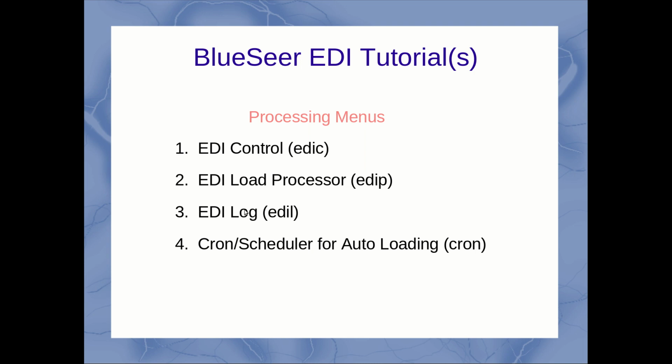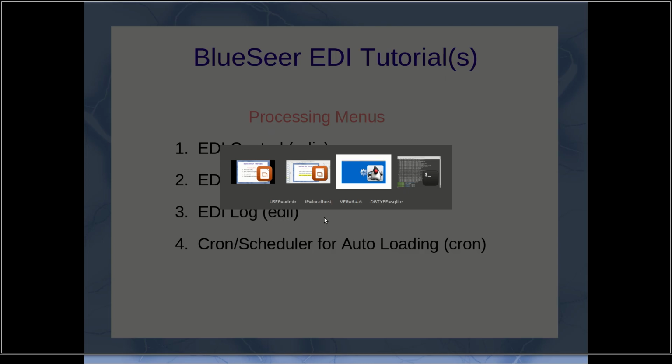Then third, there is a menu of the EDI log, pretty much the only log file that exists for the EDI transactions, and it will show you the transactions that you load with the processor. It will show you the status of those transactions and a lot of detail about each transaction that is loaded. And then finally, we're going to look at an auto loading mechanism so that you don't have to run this manually. BlueSeer has embedded within it a cron scheduler, task scheduler, and we're going to set that up and auto load the EDI load processor once every so many minutes, and we'll show you how to do that. Okay, with that said, let's go ahead and get started.